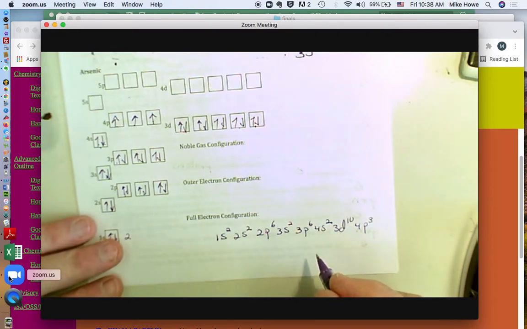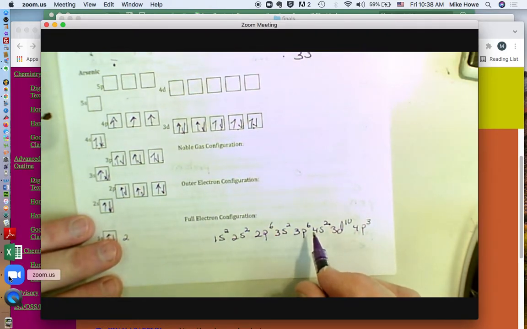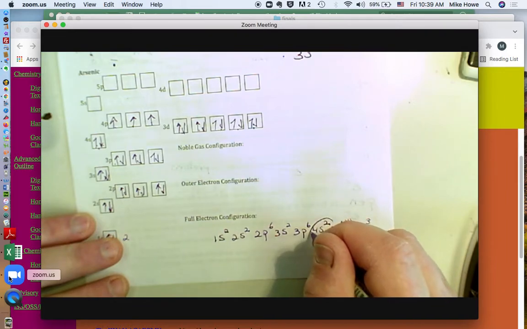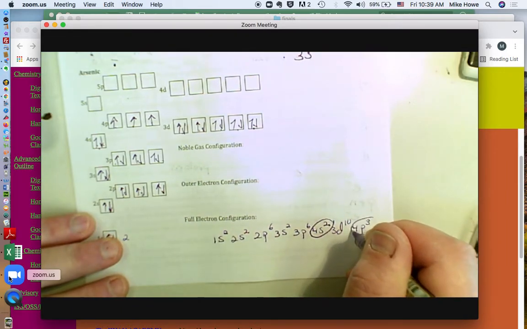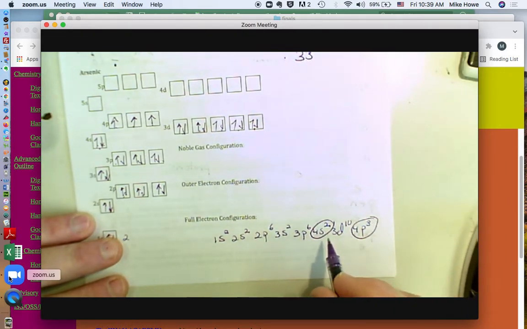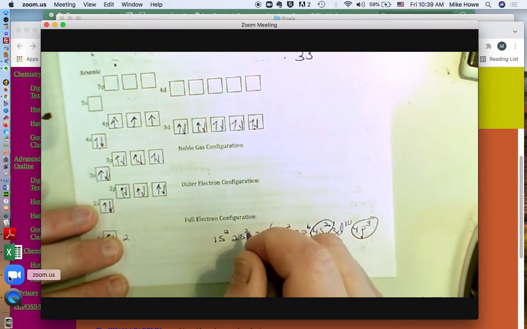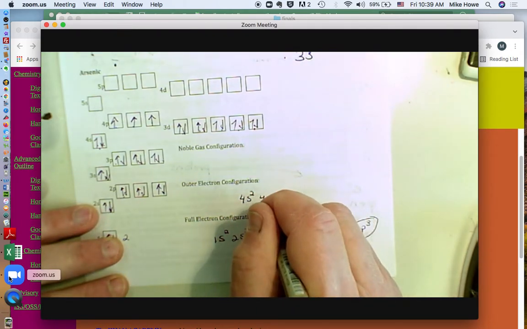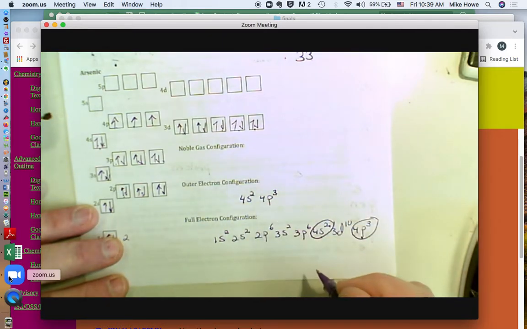The outer shell configuration only includes the outer shell. So the outer shell is the highest energy level. Don't miss this. It's always a struggle to get people to remember that the outer shell can include the S and the P. It will never include the D because the D always has a higher S in front of it. Okay, so in this case, the outer shell configuration would be 4s2 and 4p3, like that.